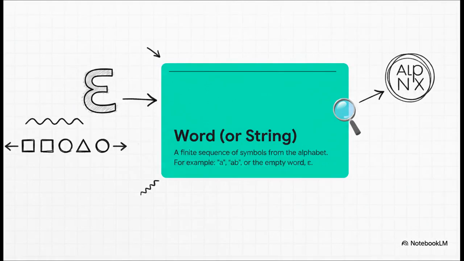That's it. So once you have your alphabet, you can make a word, or what we often call a string. You just take symbols from your alphabet and stick them together in some order. It can be any length at all, including, and this is important, a length of 0. We call that special case the empty word, and we use the Greek letter epsilon to show it. It's basically a way of saying that nothing is also a valid, if very short, word.